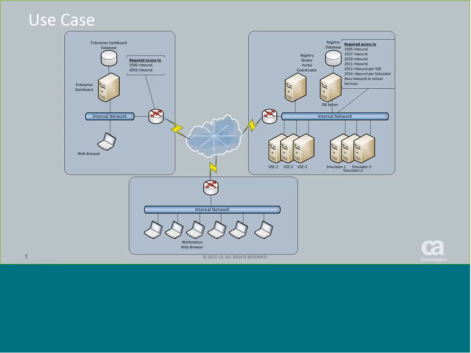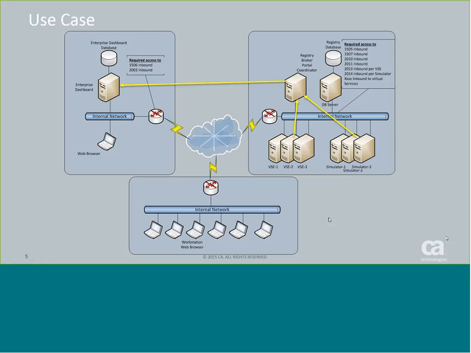Use case number 4 of the best practice guides describes a scenario where several users share a single but distributed DevTest server environment comprising a single registry server, including portal, broker, and coordinator, but multiple remote servers running VSEs and simulators. The registry service connects to a remote enterprise dashboard for license information.